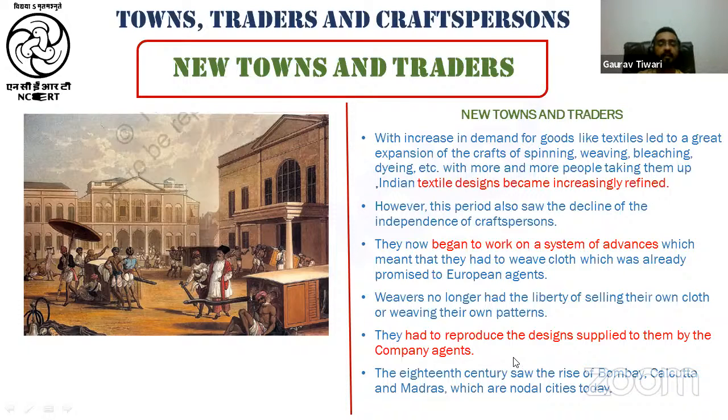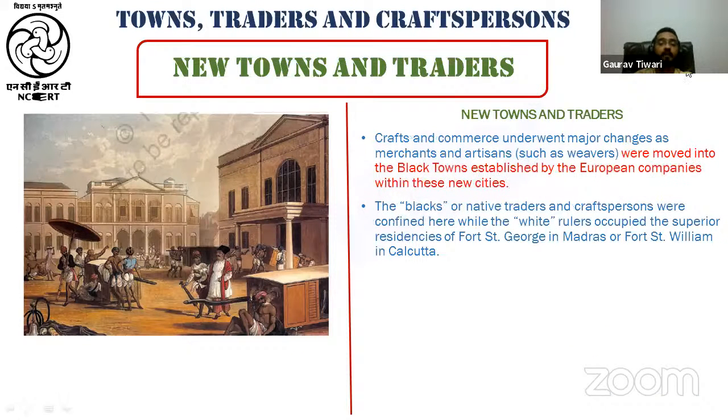The 18th century saw the rise of Bombay, Calcutta and Madras. Now these were the nodal cities and today also they are the prominent capitals. Craft and commerce underwent a major change as merchant artisans such as weavers were moved into the black towns. What are these black towns? These were the towns that were established by these European companies. ये आए, इनने the commercial centers के आजू बाजू towns बना दिए and all the Indians were shifted to these towns and they were called the black towns. The black or the native traders and the craft persons were confined here, while white rulers occupied superior residences like Fort St.